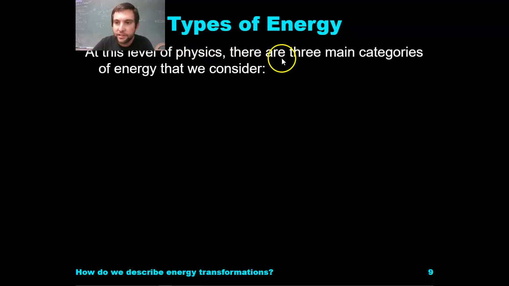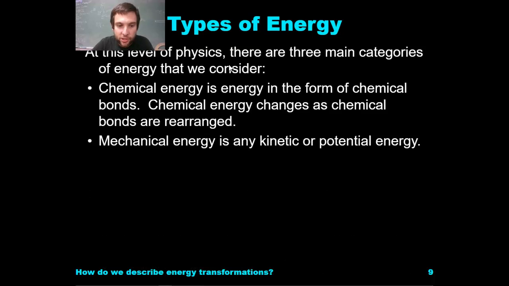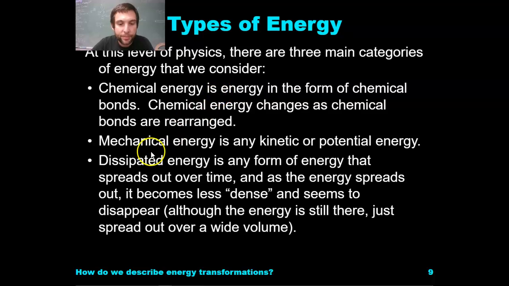At this level of physics, there are three main categories of energy that we consider. We've got chemical energy in the form of chemical bonds. Chemical energy changes as chemical bonds are rearranged. We have mechanical energy. This is the big, huge one, which is any kind of kinetic or potential energy. Then we have dissipated energy, which is any form of energy that spreads out over time. As the energy spreads out, it becomes less dense and seems to disappear, although the energy is still there, it's just spread out over a wide volume. You still have peanut butter on that bread.